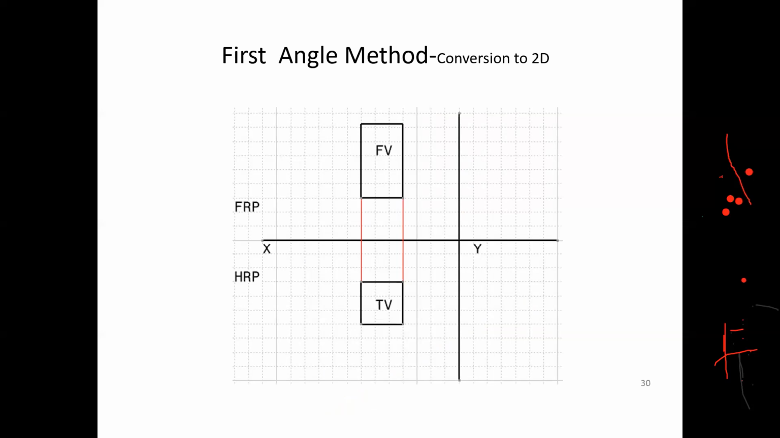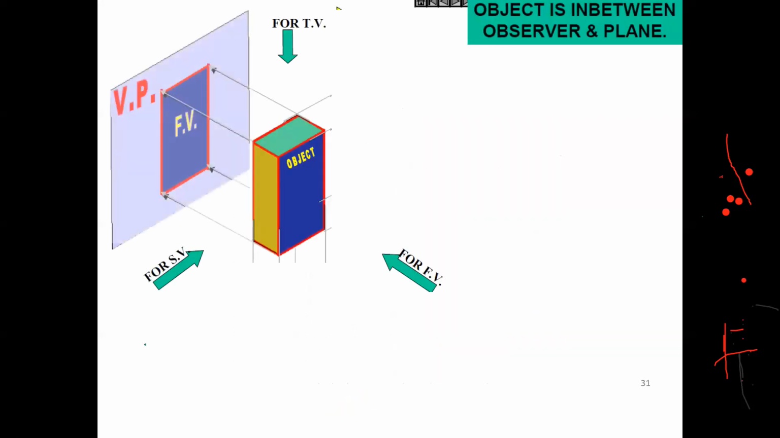So this is the front view, top view, XY line, horizontal reference plane, then the frontal reference plane, which is also called the vertical reference plane. So you can see here.